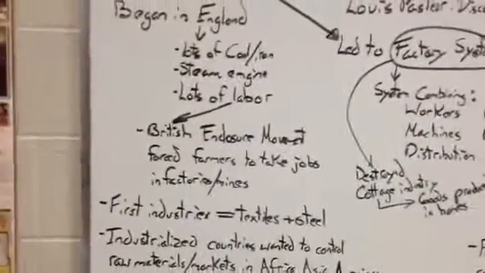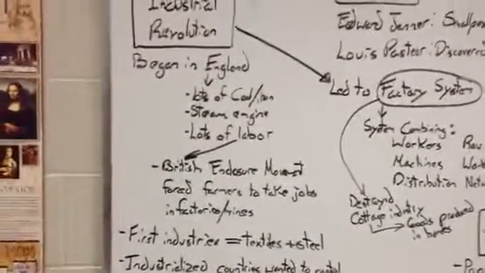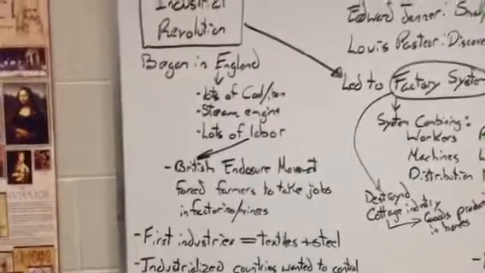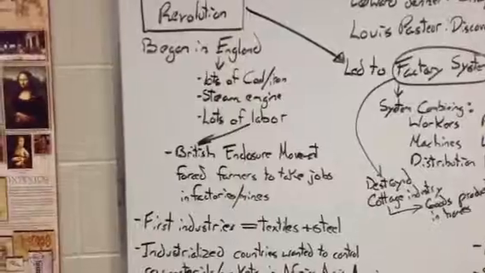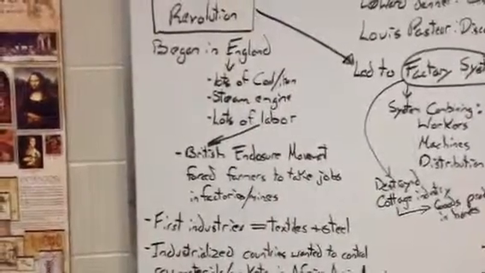Also, they have lots of labor available, particularly after the British enclosure movement, which was forced on the people by the British Parliament. Basically, it makes farmers have to take jobs in factories and mines, kicks them off the farms, and they want to work, they want to eat, so they go work for the factories and the mines.